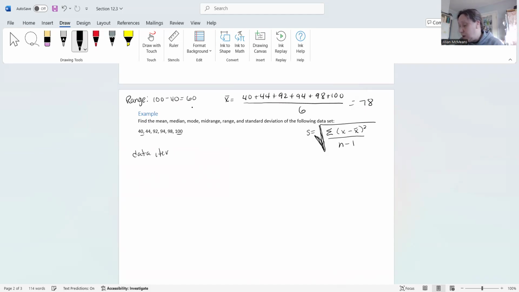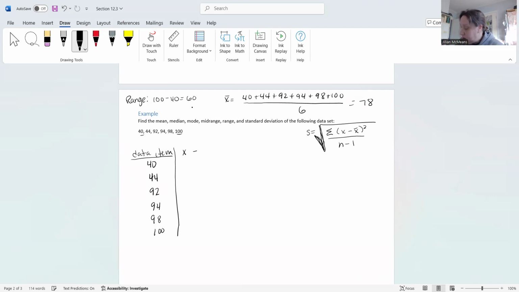This is just how I organize it. You might find that you have something that you like to do a little bit better. That's fine, but do be very neat and organized if you're going to do a standard deviation by hand. We have 40, 44, 92, 94, 98, 100.